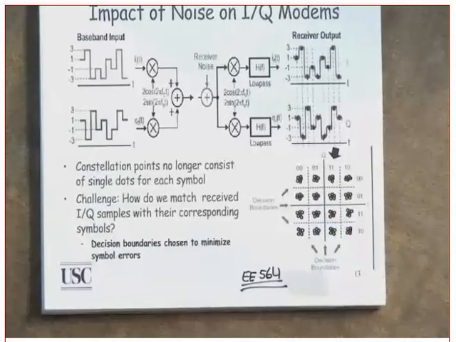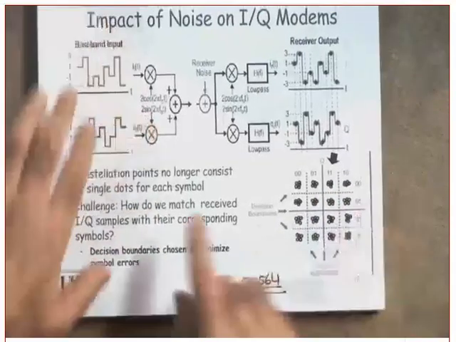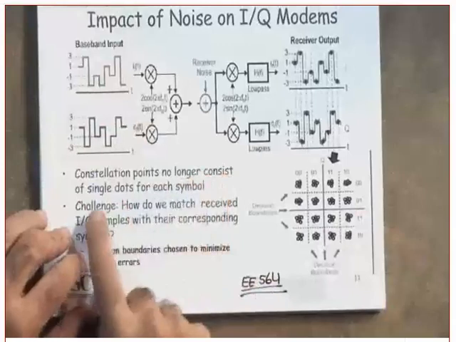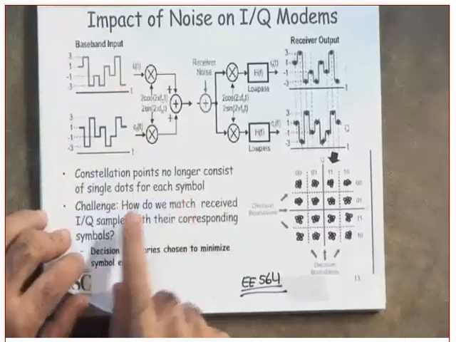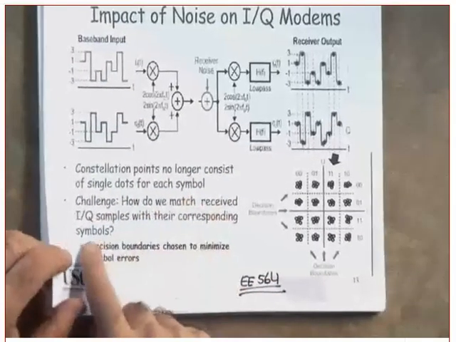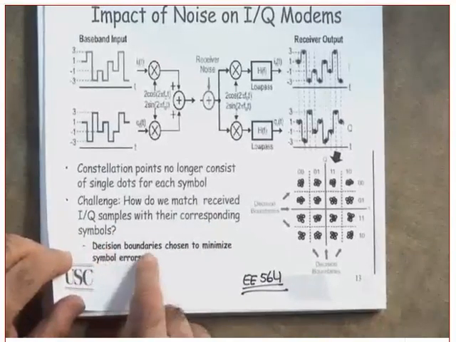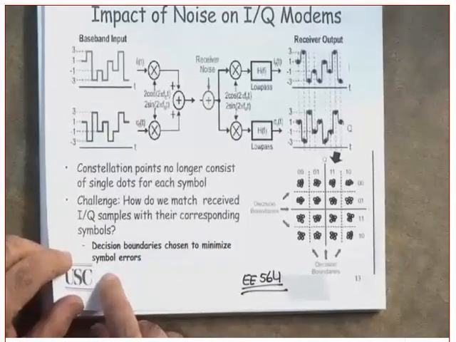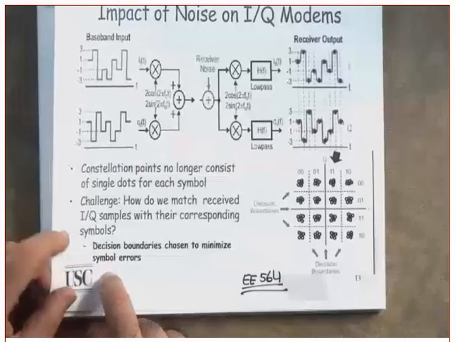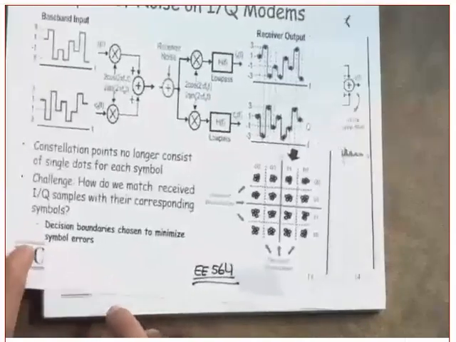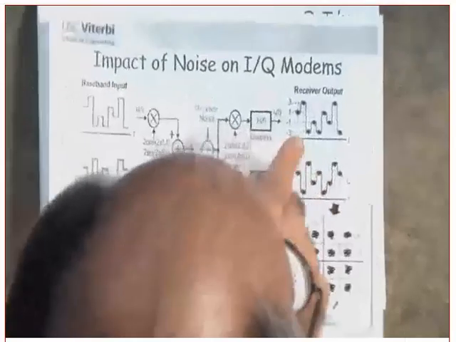Clear? Okay. Now, the constellation points no longer consist of single dots for each sample. The challenge: how do we match received IQ samples with their corresponding symbols? Decision boundaries are chosen to minimize the symbol errors. Clear? Okay, good.